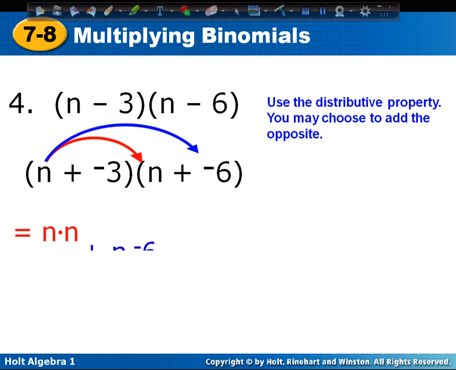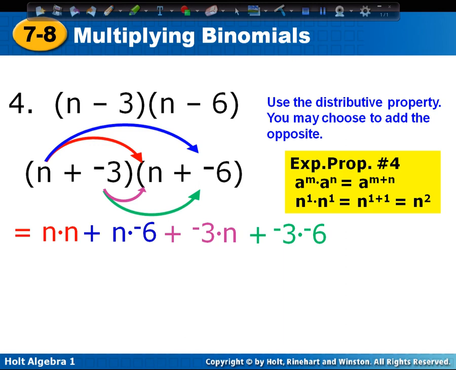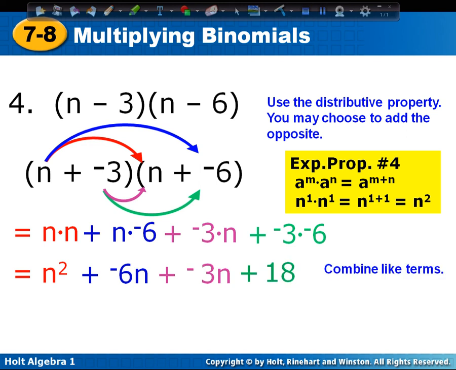Then we're going to say plus n times -6. And when we're done with the n, we're going to move on to this -3. And we're going to multiply it by everything in this second set of parentheses. We're going to say -3 times n, so plus -3 times n. And then we're going to say plus -3 times -6. We're going to multiply these together and say n squared plus -6n plus -3n plus 18, because we went ahead and did all of our multiplication.